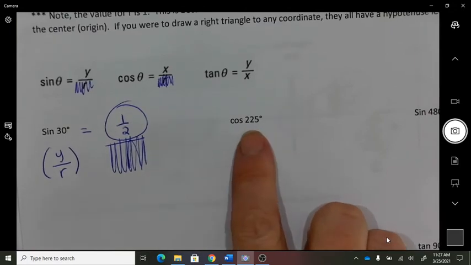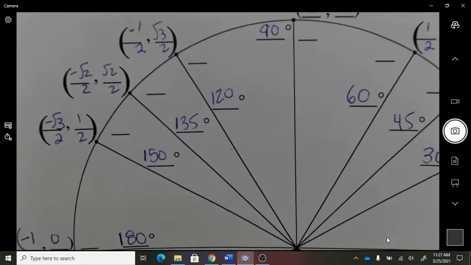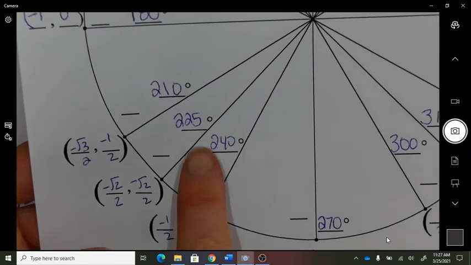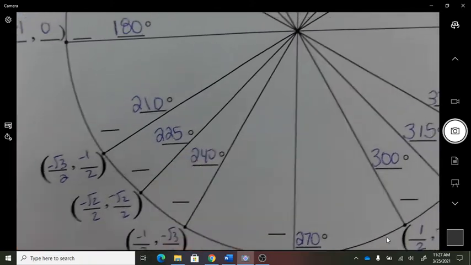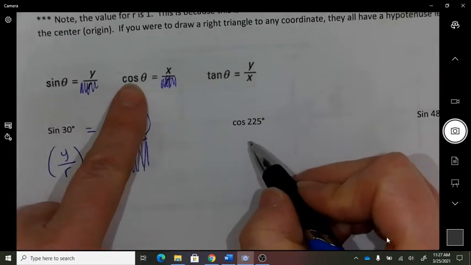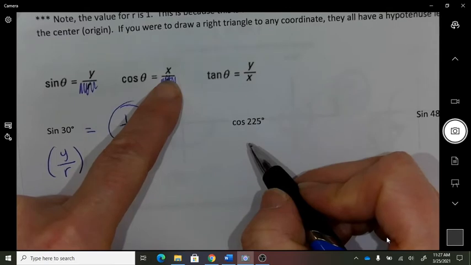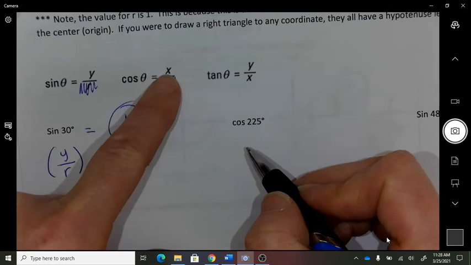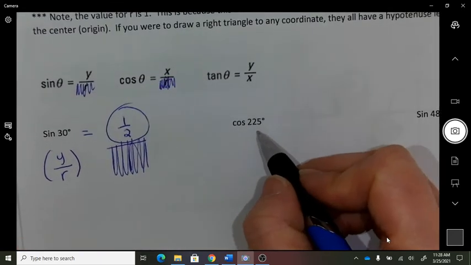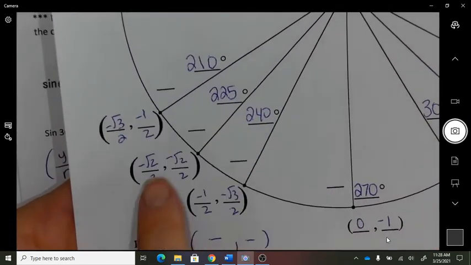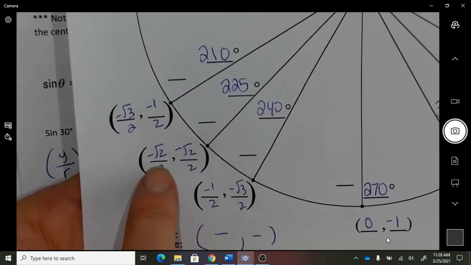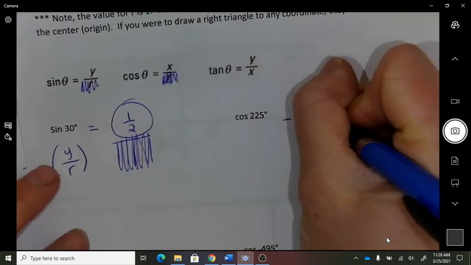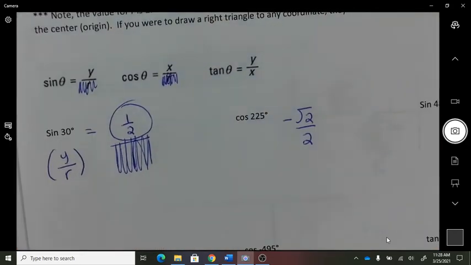Okay, so cos of 225. So I'm going to go to 225 degrees. Okay, so I've located it. And then cos says look at the x number and divide it by the r number, which is just 1. So really, I'm just going to say, what's the x value at 225? So your answer will be this coordinate, the x coordinate at 225. So that's your answer.